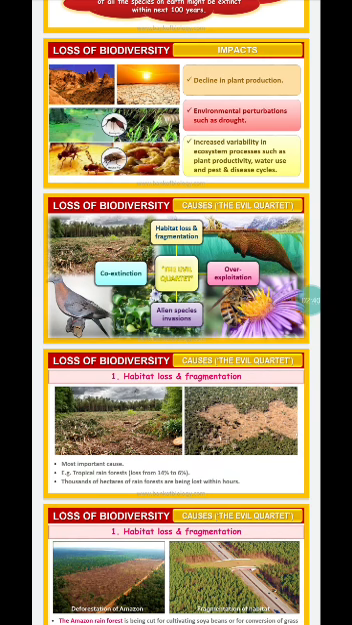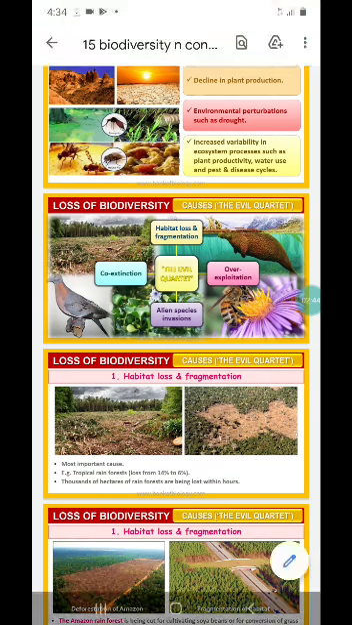There is also an increased variability in ecosystem processes such as plant productivity. If there are fewer plants, there is less productivity. Water use and the pest and disease cycle, everything is disturbed in the whole ecosystem.